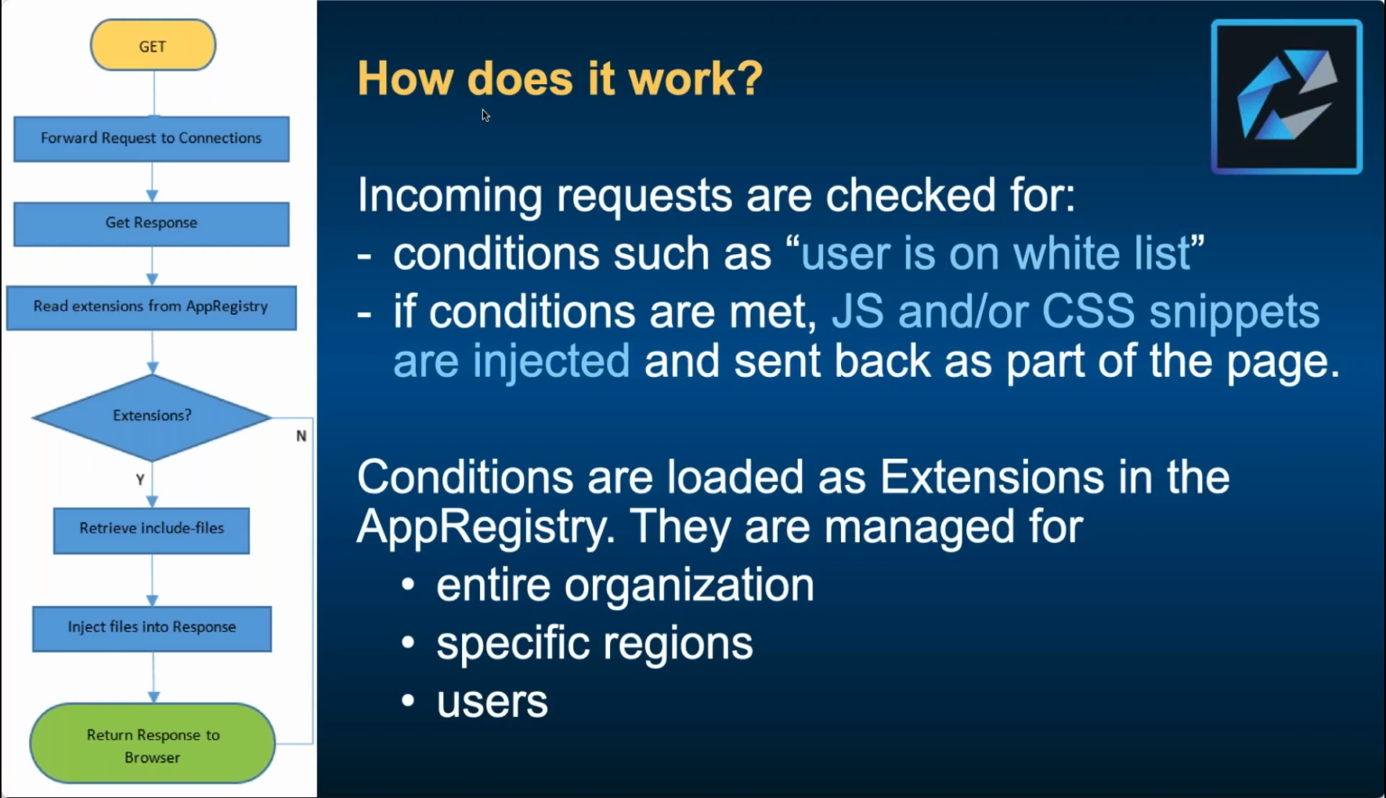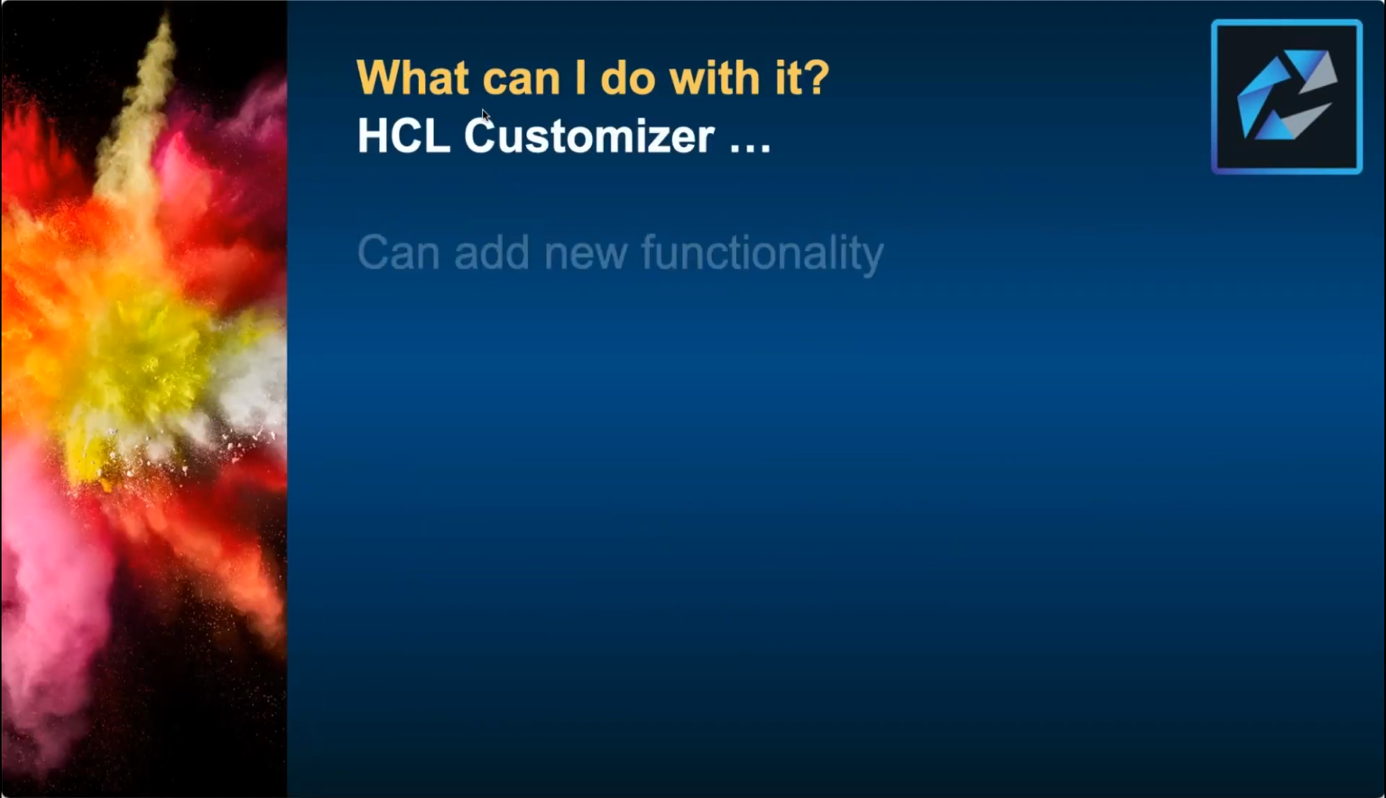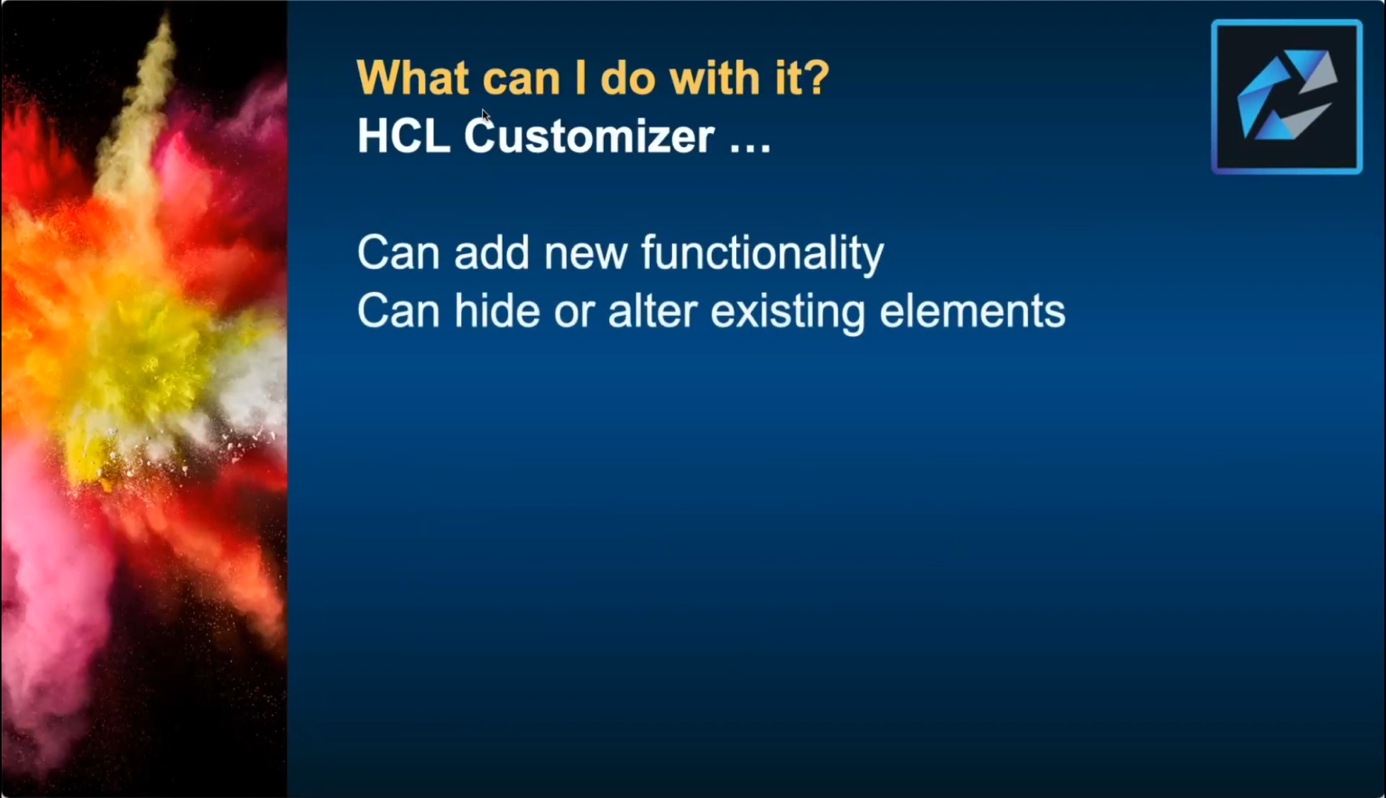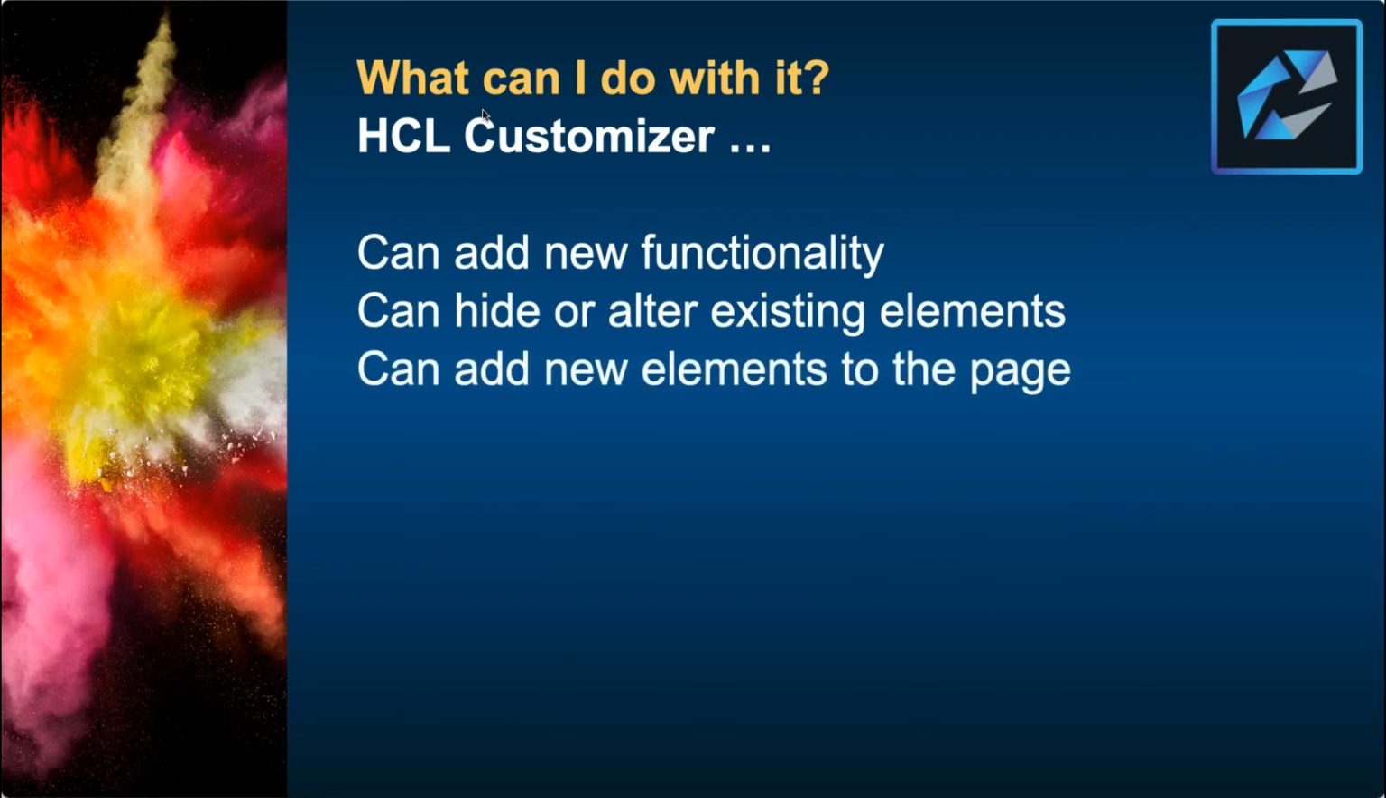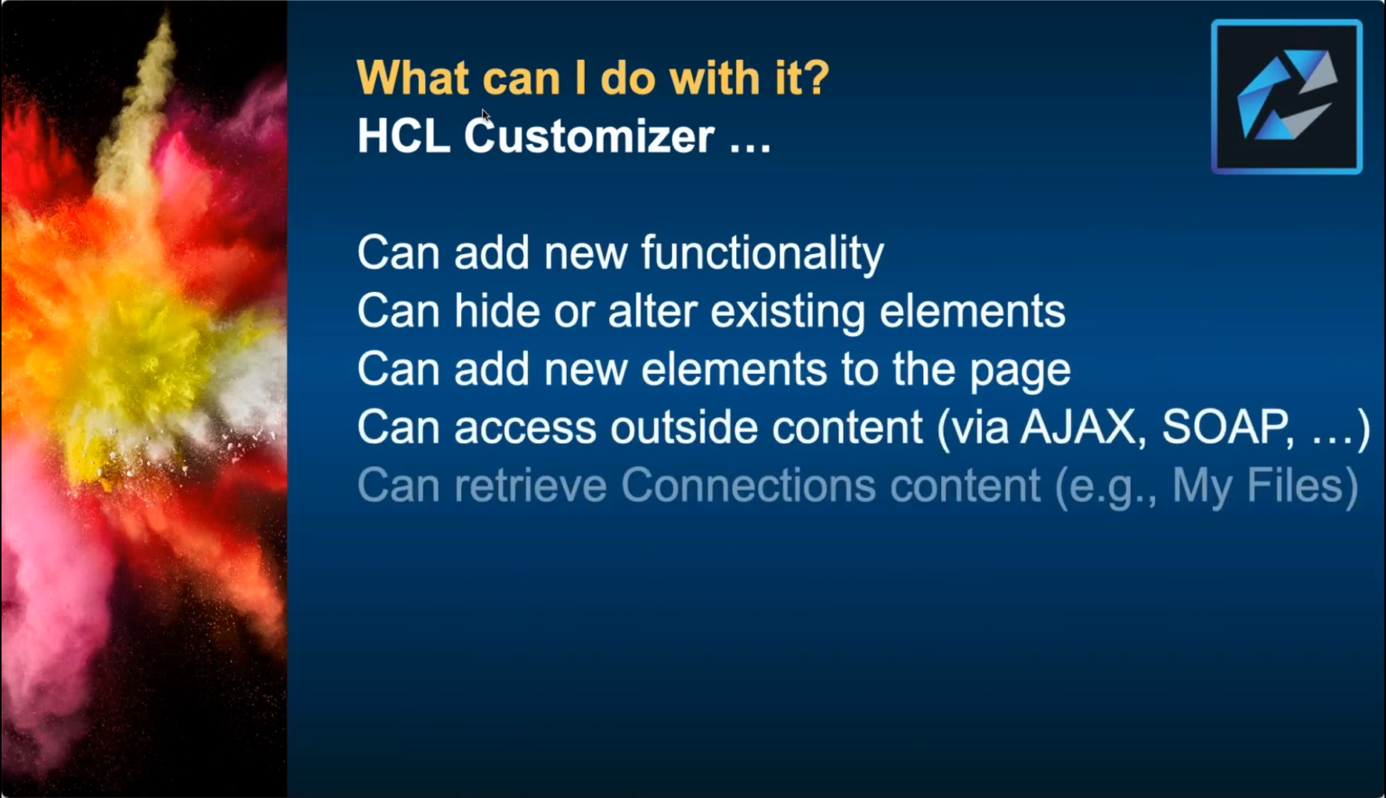So conditions can be met. And if the conditions are met, then the JavaScript and style sheets either add or remove things to the page that are sent back to the user. Okay, so what can you do with it? I already talked a little bit about examples, but let's keep that a little broader now.